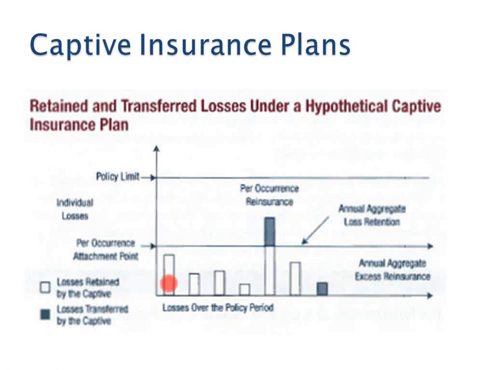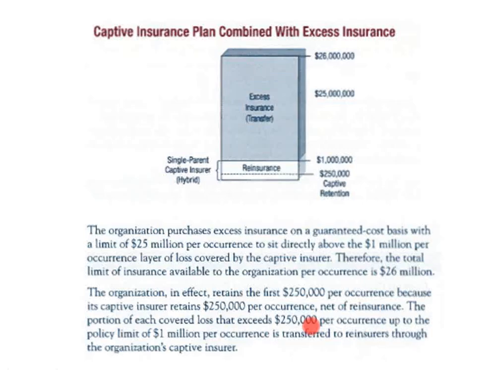So over here, it talks about losses that are retained by the captive and losses transferred by the captive, and that's really all the dark lines are showing. Now we deal with a captive insurance plan combined with excess insurance. One of the things that's unique about this is what they don't show. They show the captive down here, beneath this little line, but they don't really show the parent down here.